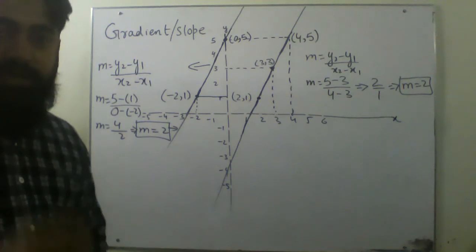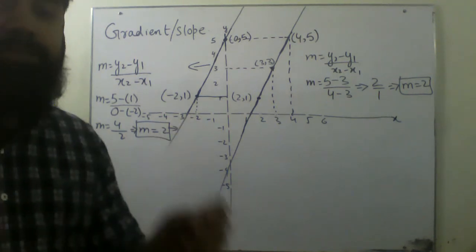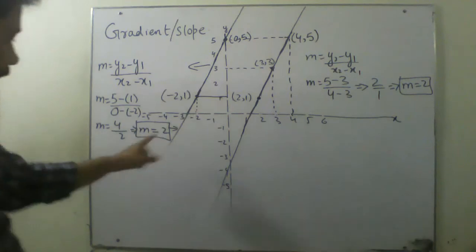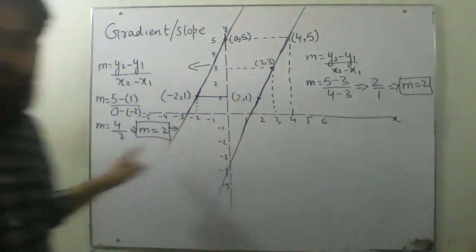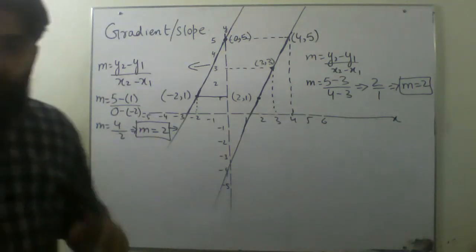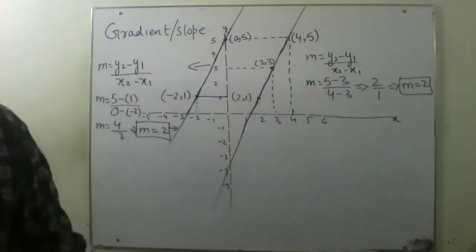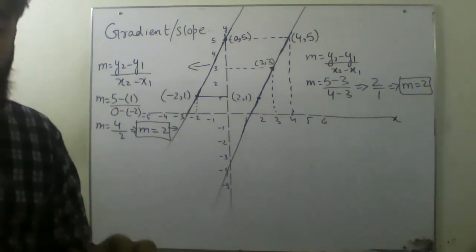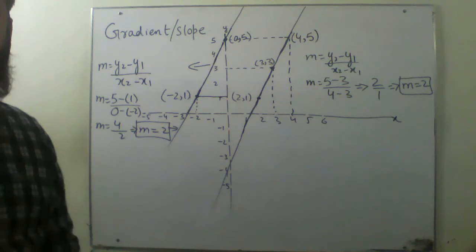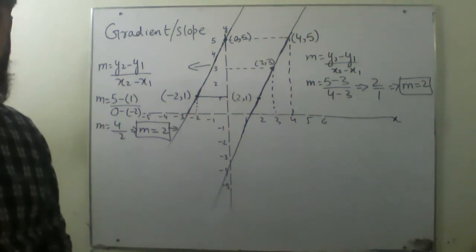Okay, you can write it if you want to. If two lines are parallel, their gradients will always be the same. Or if two lines have the same gradient, then those two lines are parallel to each other.